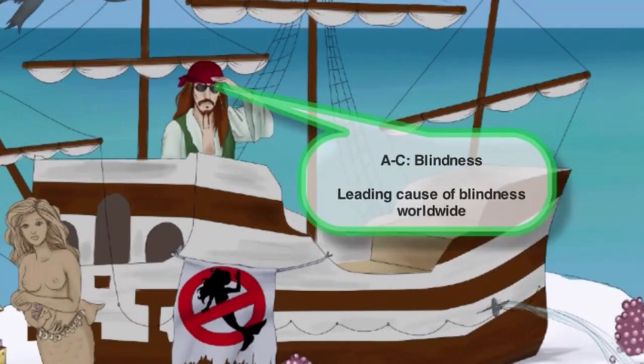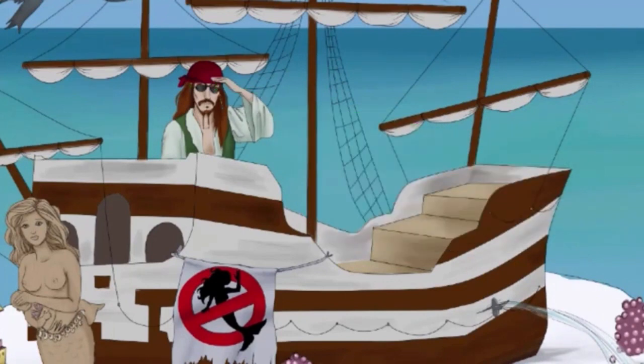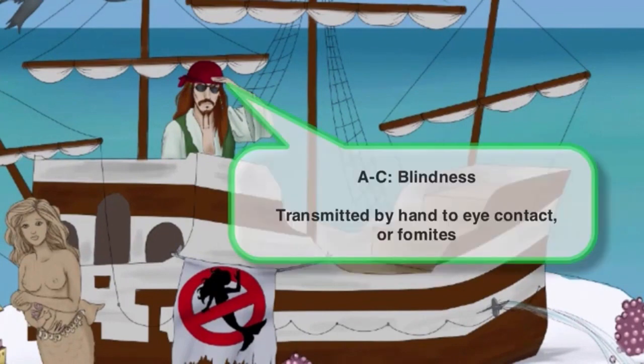And since he's the captain, he's the leader. So he's the leading cause of blindness worldwide. And we have one of his hands up, shielding the sun from his eye to symbolize the transmission. It's actually hand-to-eye contact.